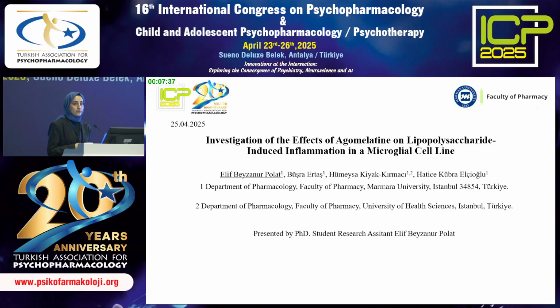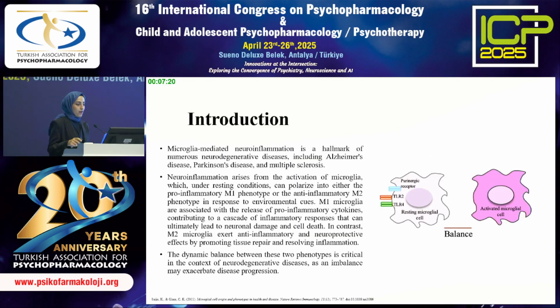This inflammation is actually seen in neurodegenerative diseases. Microglia have two categories, M1 and M2. Microglia-mediated neuroinflammation is a hallmark of numerous neurodegenerative diseases, including Alzheimer's disease, Parkinson's disease, and multiple sclerosis. Neuroinflammation arises from the activation of microglia, which under resting conditions can polarize into either the pro-inflammatory M1 phenotype or the anti-inflammatory M2 phenotype in response to environmental cues.